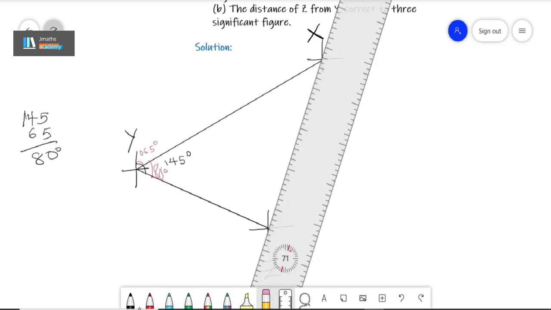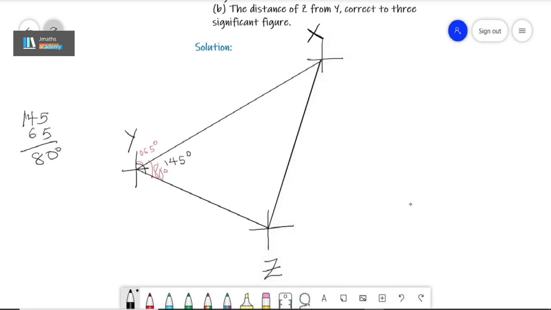Now let's complete our diagram. I'll connect from Z to X. So we know the distance from Y to X to be 57 meters. And we equally know the distance from Z to X to be 84 meters. So we don't know this angle. Let's call it theta. And let's call this angle alpha.